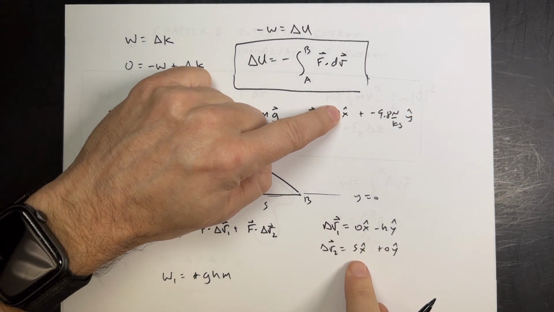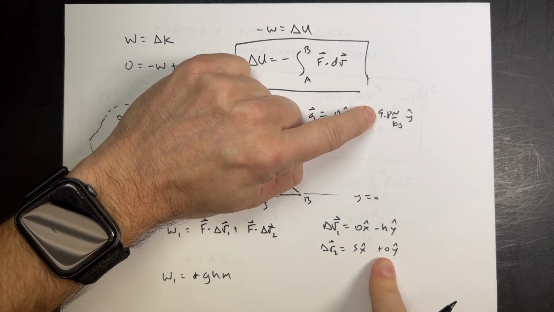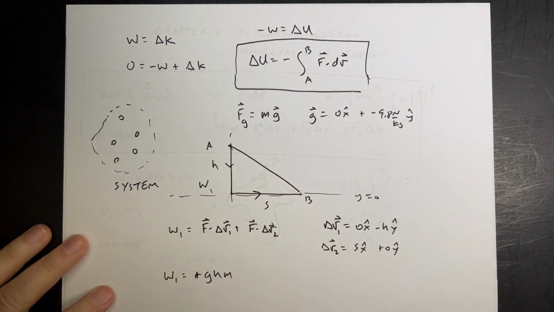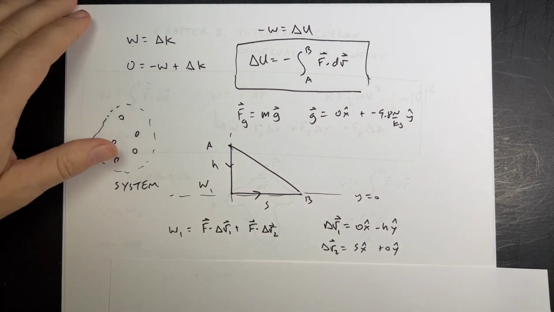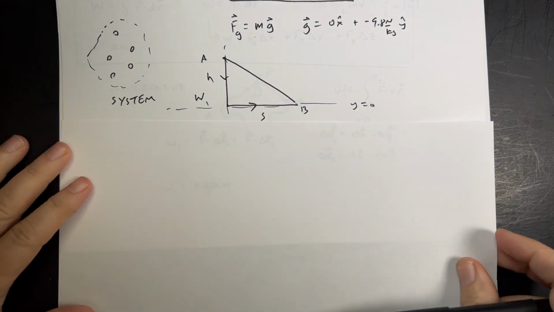0 times S is 0, and then mg times 0 is 0. So the work done along this path is mgh. Okay, now what about that path? Let me get a new piece of paper because I don't want to be crunched in here. Let's just move that up a little bit. Okay, I'm going to cover that up.